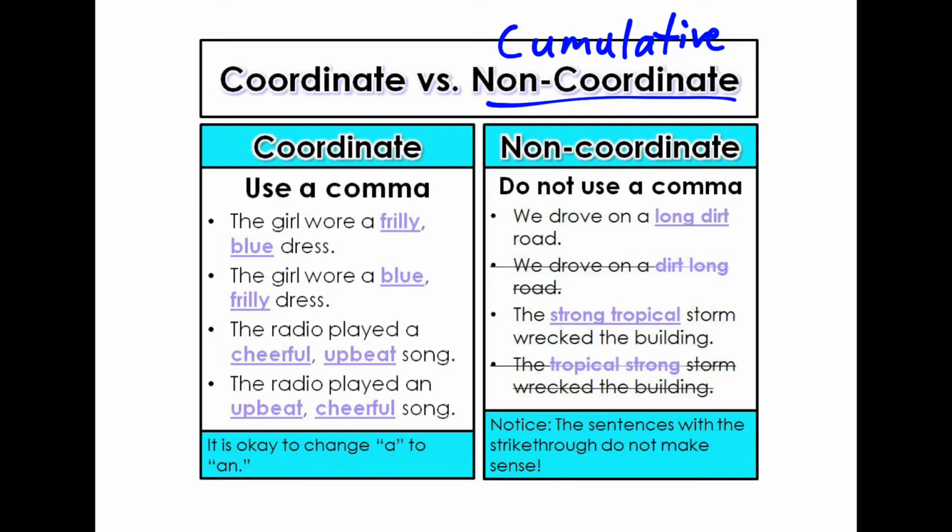adjectives, which work together to describe a noun. You can say we drove on a long dirt road, but it doesn't make sense to say we drove on a dirt long road. So that's one of the tests, changing the order around. Strong tropical storm versus tropical strong storm doesn't really work. So coordinate adjectives describe a noun separately, cumulative work together to describe the same noun.